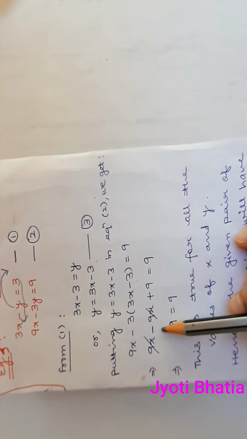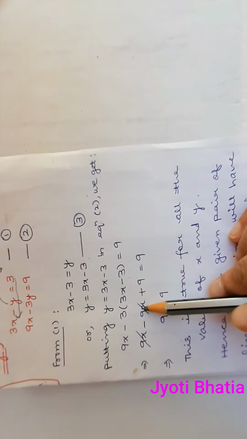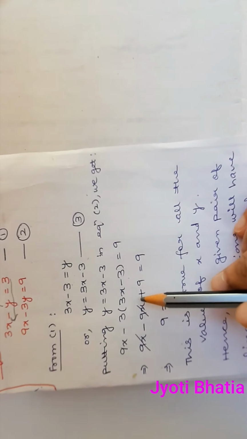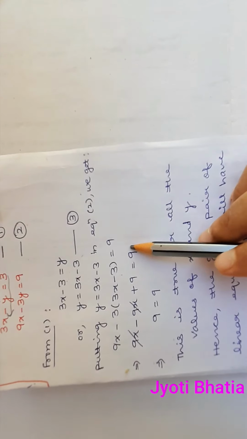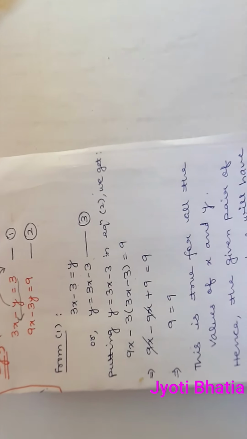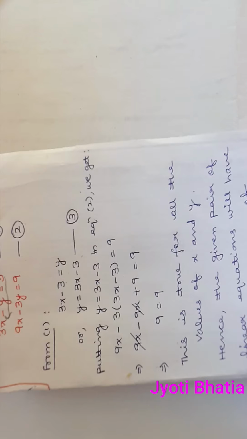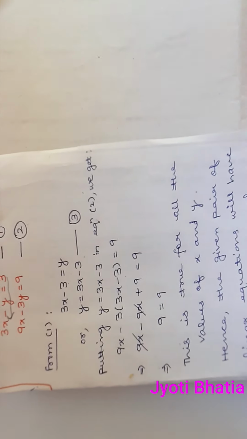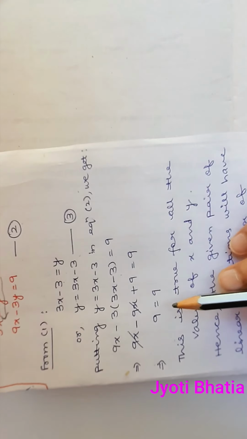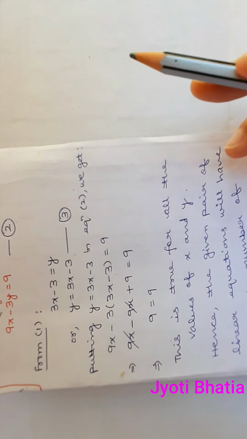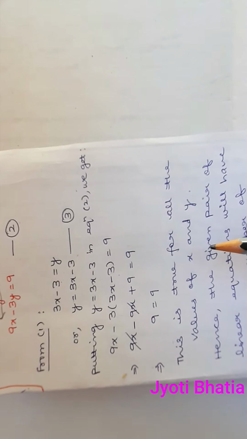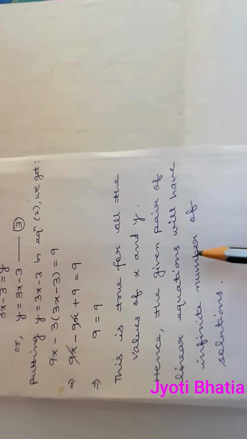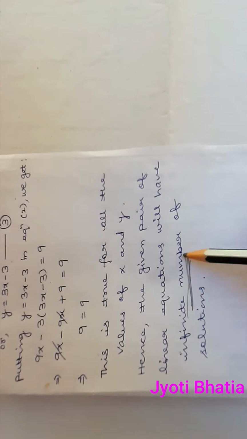So solving it, we will get minus 3 into 3x minus 9x, and minus minus plus. You can see better, 9x and 9x getting cancelled, 9 equal to 9. Now 9 equal to 9 is a universal fact. There is no myth about it. There is nothing false about it. We all know that 9 is always equal to 9. So since we are getting such a case where LHS equal to RHS and there is no variable involved, we will say that the given pair of linear equations will have infinite number of solutions, right?